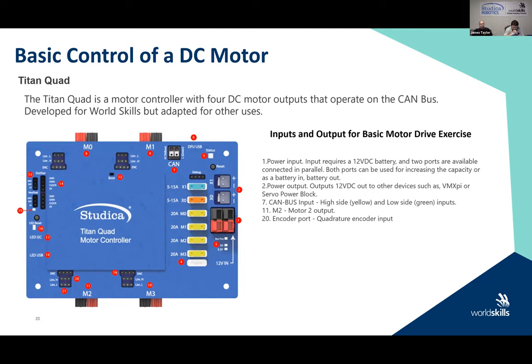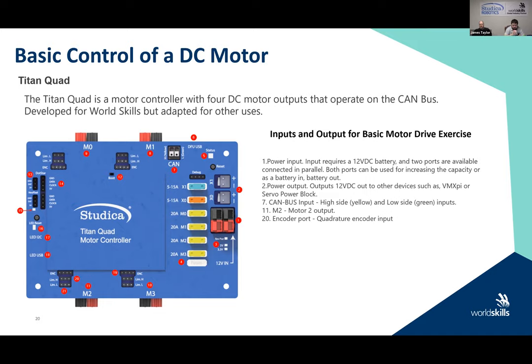When we do motor control now, we do motor control using the Titan Quad. So why is it called the Titan Quad? Because it controls four DC motors. We limit you in WorldSkills to having four DC motors. It's part of that design criteria that I told you that you must work within. We're not saying that we cannot control more than that, but for the competition, you get limited to four DC motors. It's a design constraint.